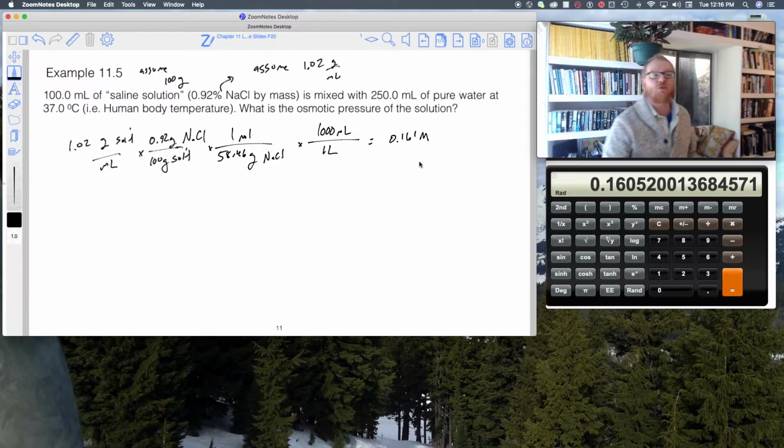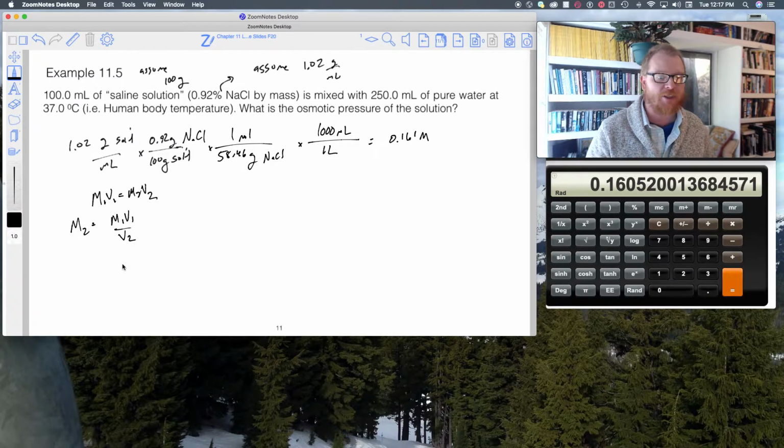Now, look how this reads. 100 mils of saline solution is mixed with 250 mils of water. So it's been diluted. And this is also some nice review. We have to remember M1V1 equals M2V2 because I have to have the molarity of the diluted solution. So I'm going to solve for M2, and that's M1 times V1 divided by V2. My M1 is 0.161 molar. My V1 is the 100 milliliters.